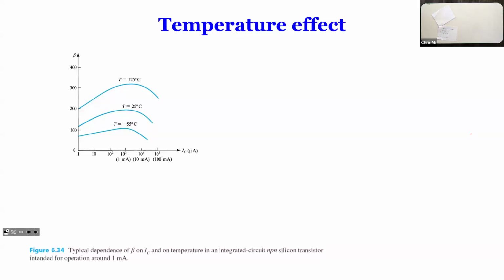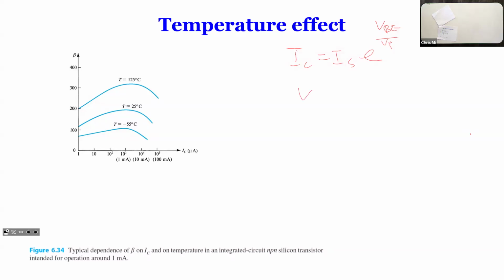Finally, the transistor also has quite a bit of relationship with temperature. Remember we told you IC equals IS times e to the VB over VT. Guys, remember this equation for diodes and BJT?